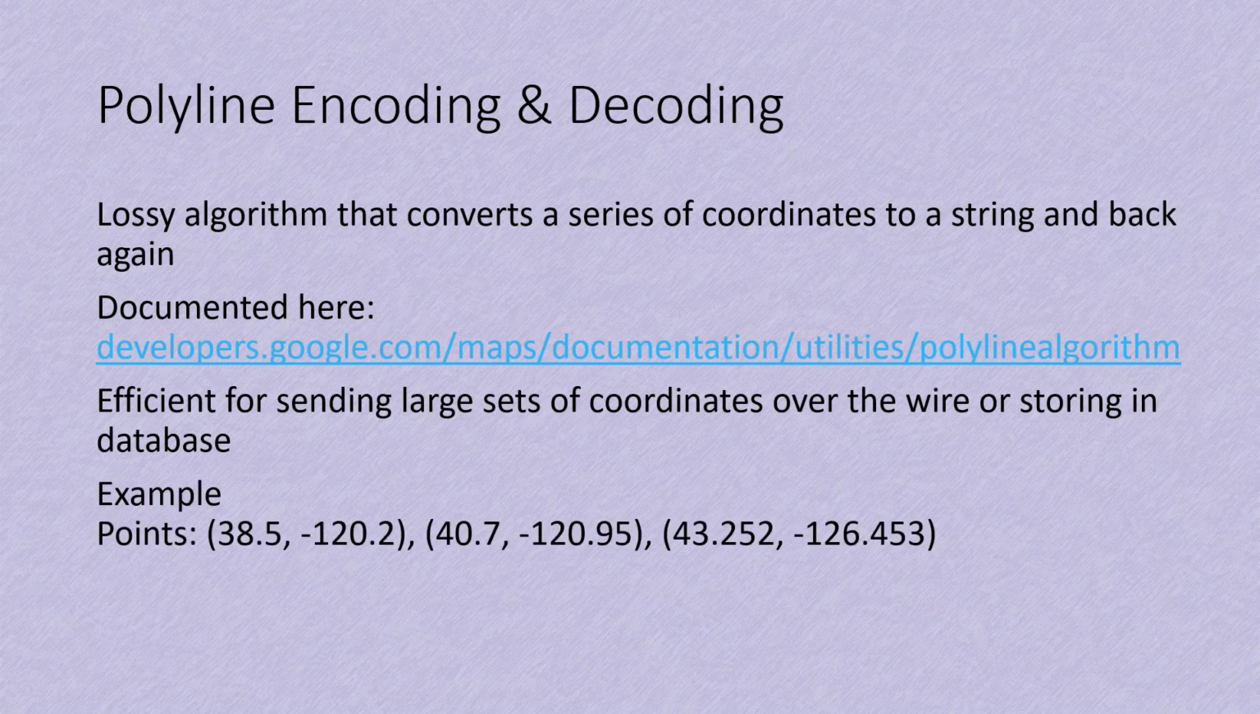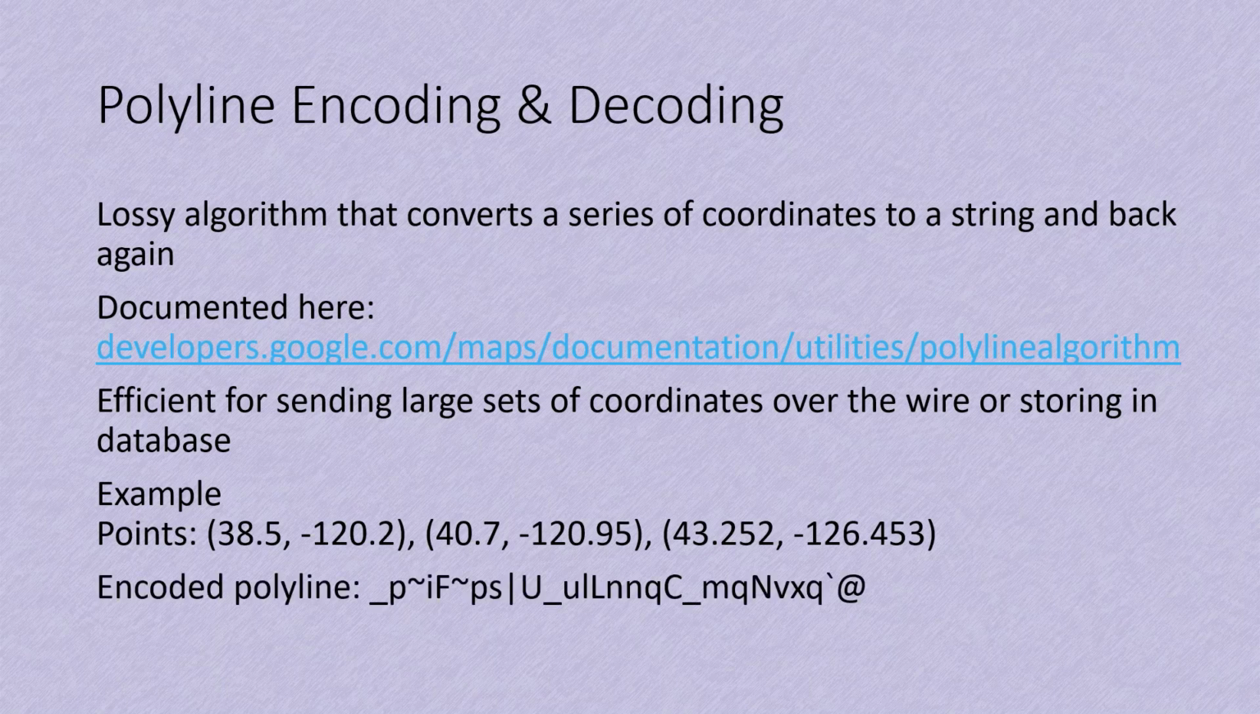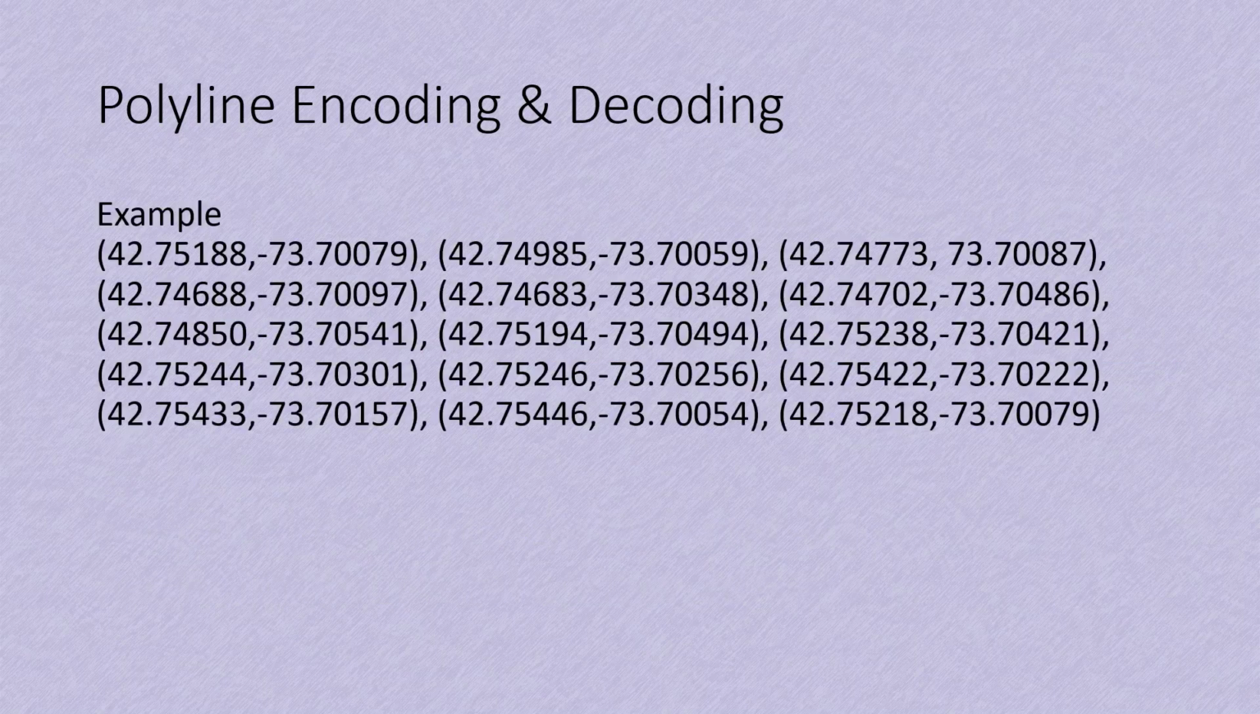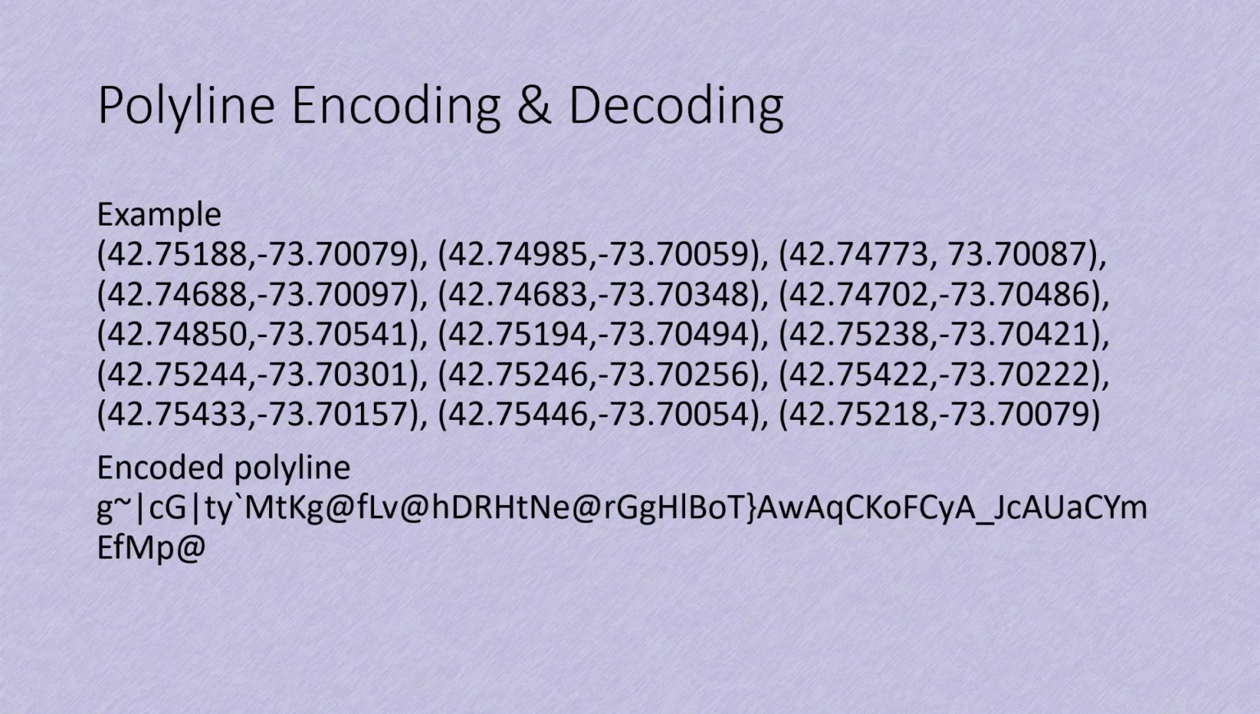For example, here are 3 points, lat longs, 38, 40, 43. If you pass that into the Polyline encoder, you'd get back this really hideous looking string, which is just a little bit shorter than that. It's most effective when you're doing a larger set. So if you had this set of points, this would encode to that. So it's basically the way the encoder works. It takes each point and encodes the differences between the other points. So the more points you have that are closer together, the shorter the polyline will be.